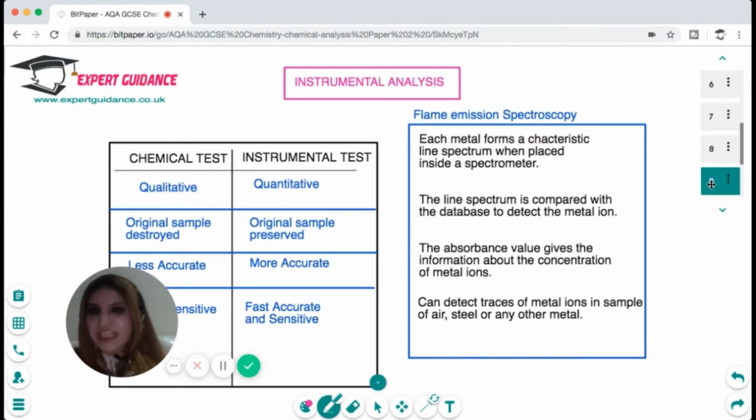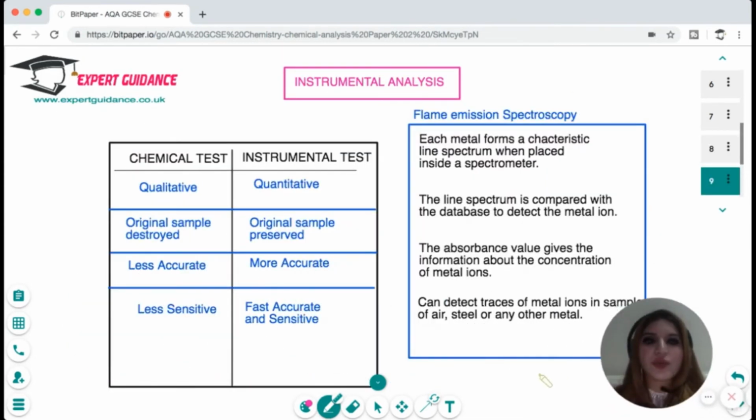Next is, what is an instrumental analysis? Now, whatever we did so far was a chemical test, which was qualitative, where we are destroying the original sample by mixing something to it, and it is less accurate and sensitive, and it does not give any quantitative information. On the other hand, there's an instrumental analysis, which is quantitative, where the original sample is preserved, which is more accurate, fast, and sensitive. And one instrumental analysis is flame emission spectroscopy.